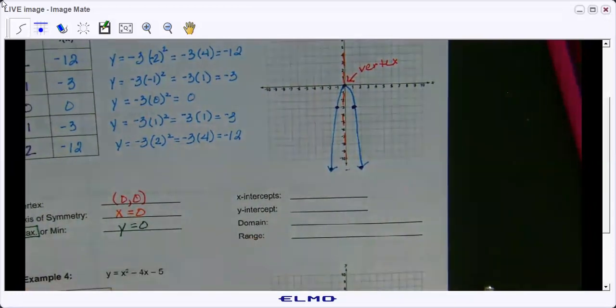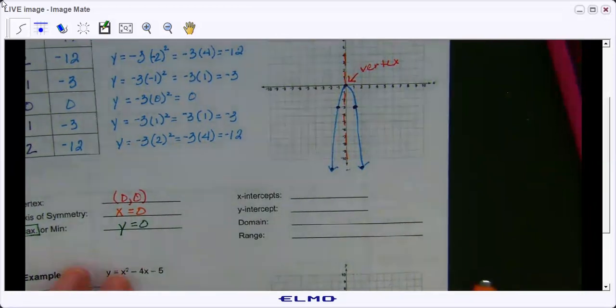So think of this axis of symmetry has an x in it. It represents the x. Oh, maximum has an x in it too. Never mind. I thought I was going to make a connection there.